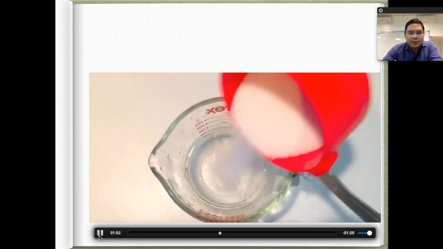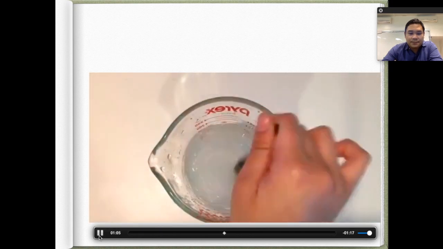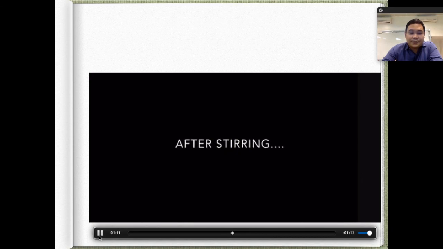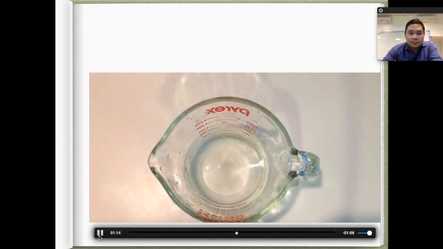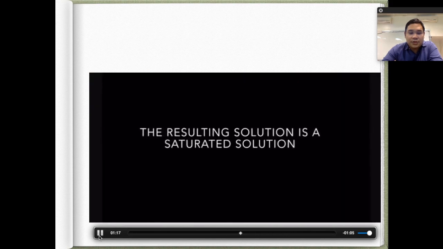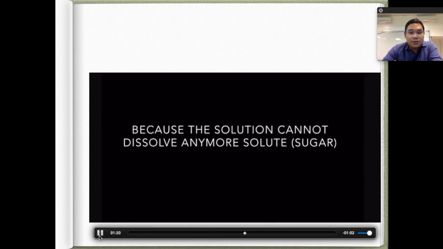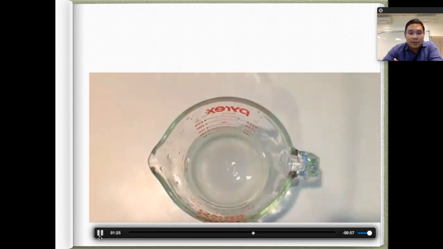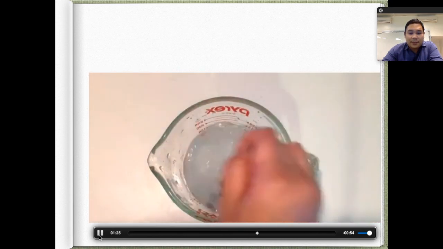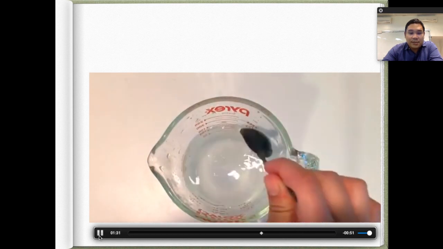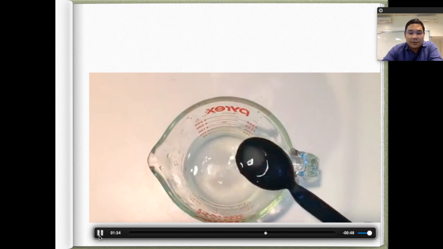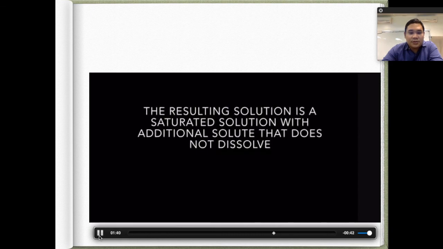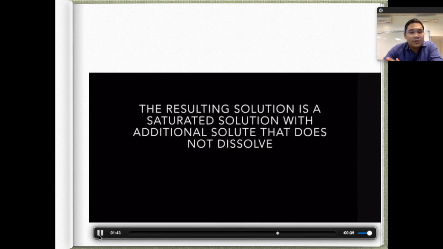Next, let's add more solute and mix it up. What happens here after stirring is that the resulting solution is a saturated solution, because the solution cannot dissolve any more sugar. When we add more sugar and try to mix it up, we can see that the sugar cannot be dissolved and we can see some sugar crystals. Now, the resulting solution is saturated. Adding more solute does not dissolve it.